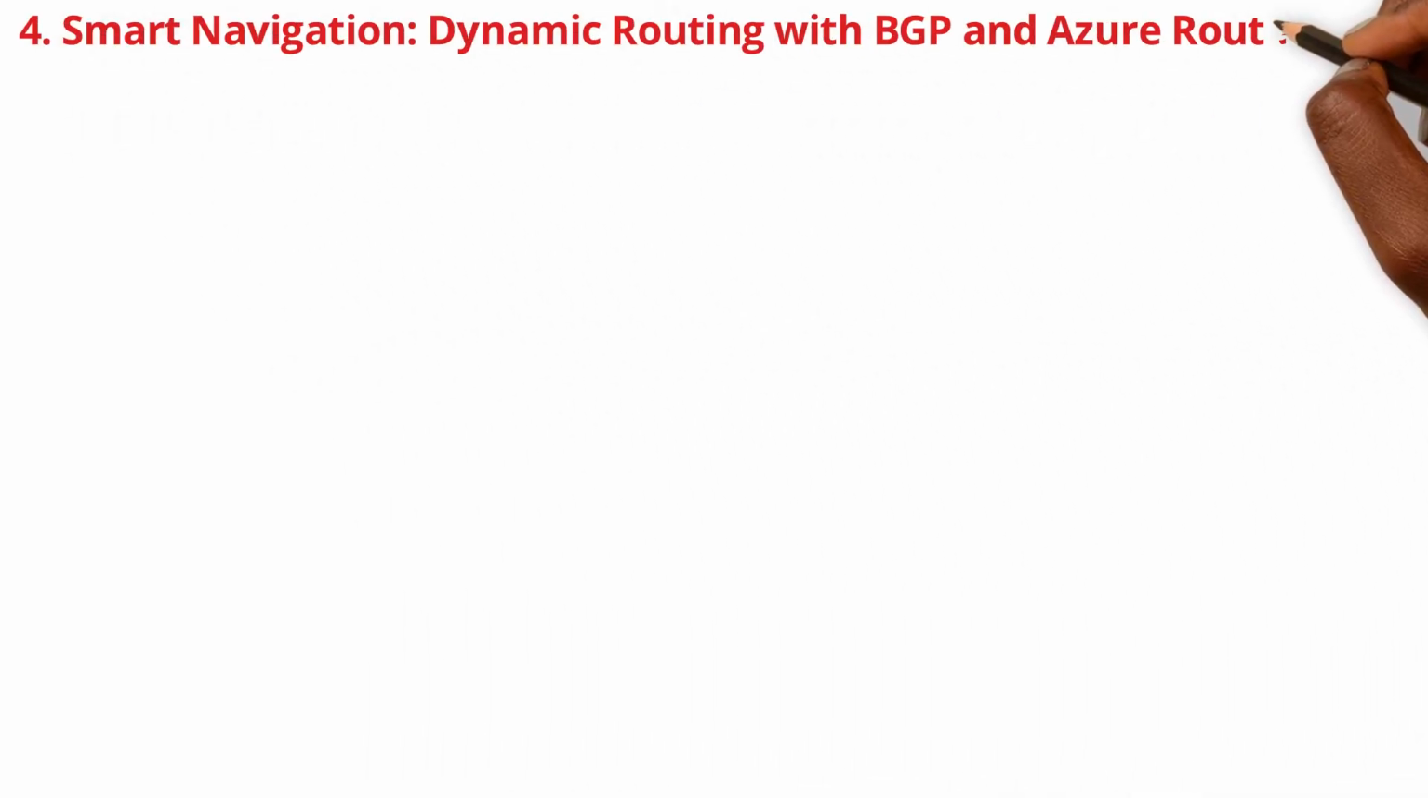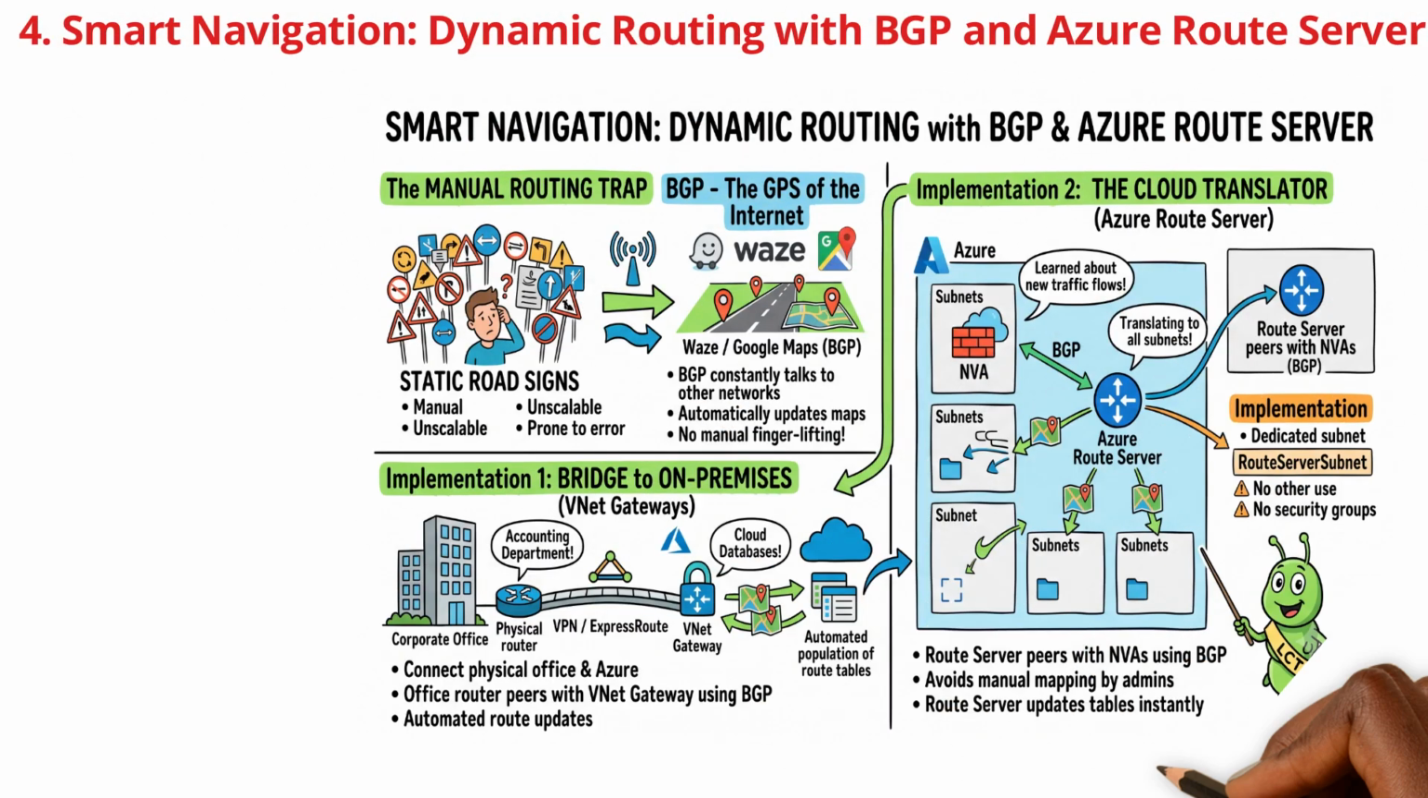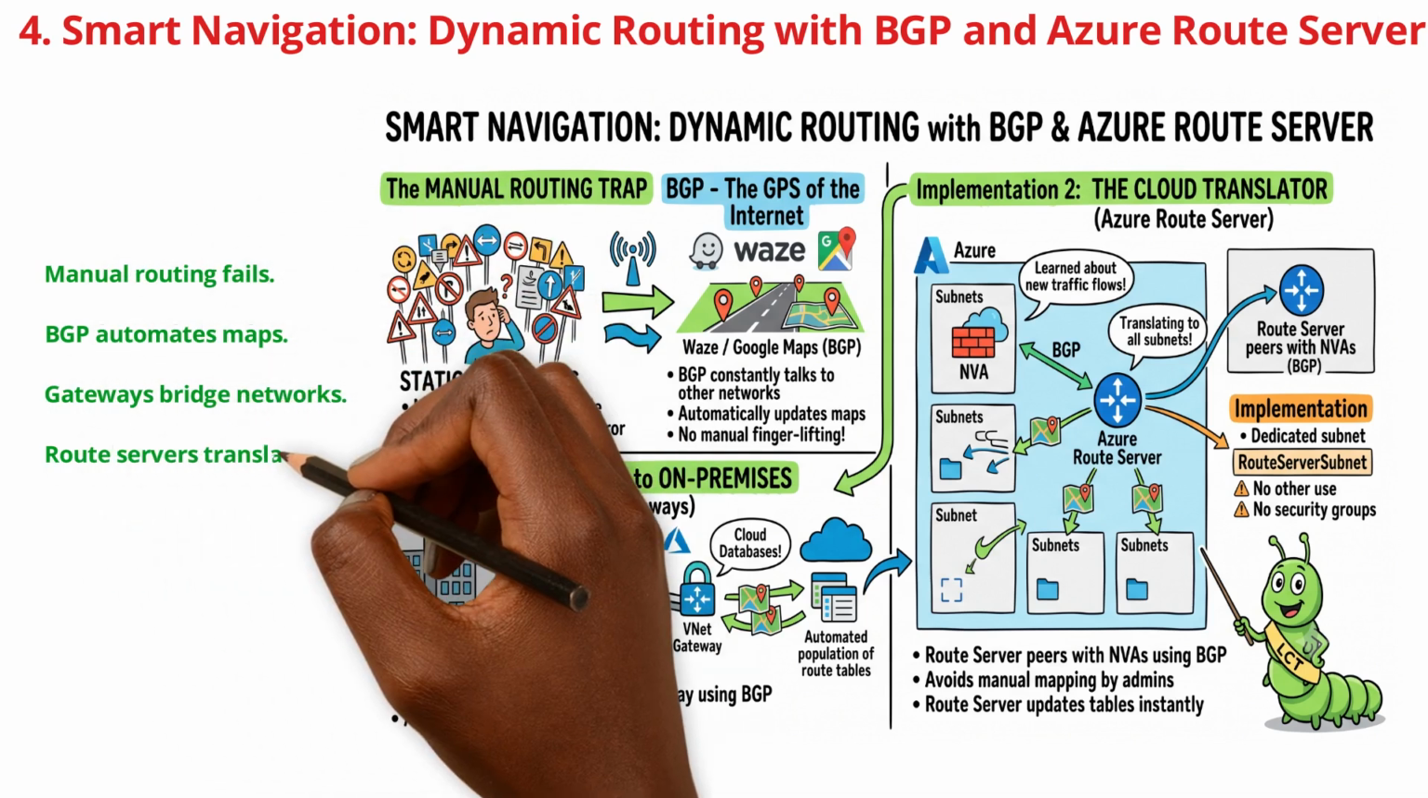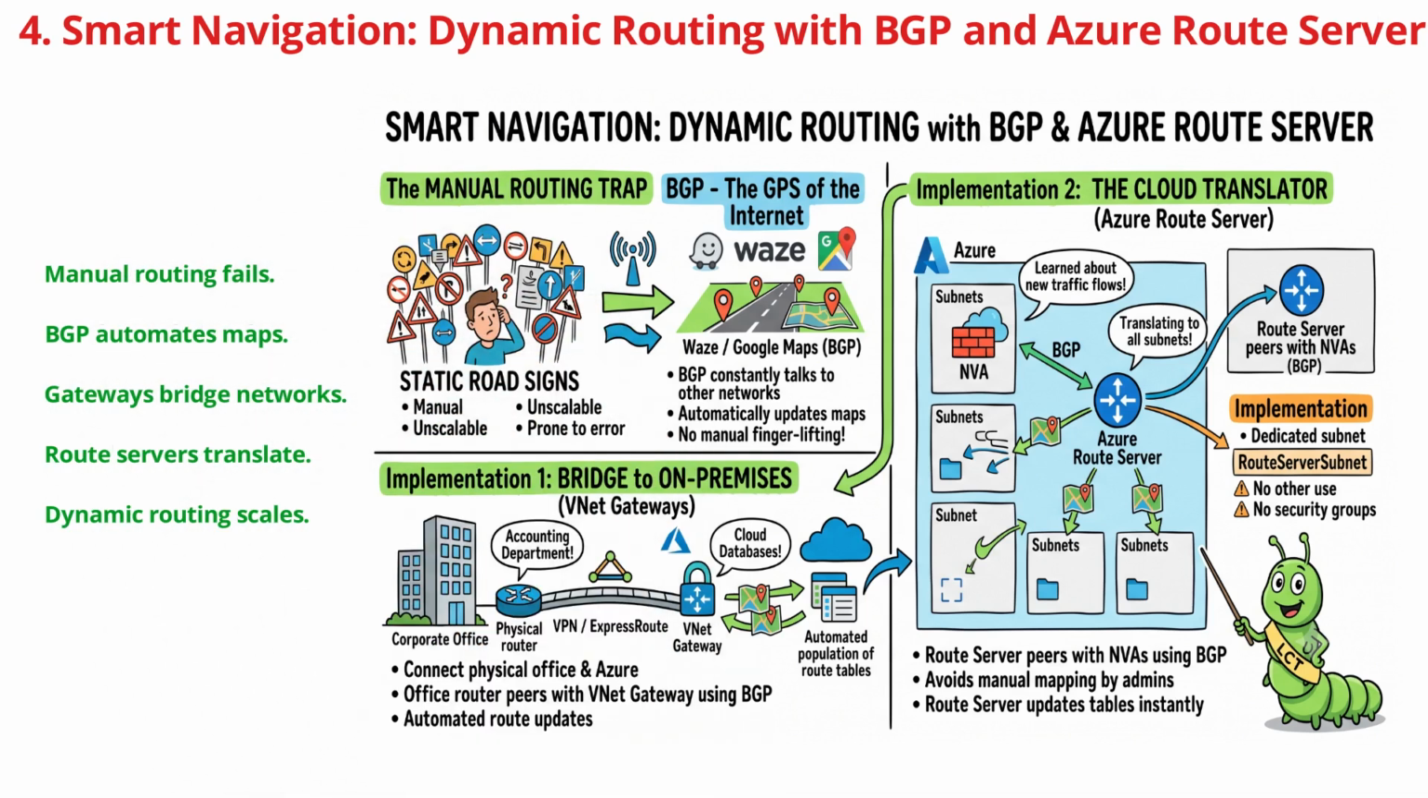Manually updating network maps is a trap. It is slow, unscalable, and highly prone to human error. Enter BGP, the GPS of the internet. Just like a smart navigation app on your phone, BGP constantly communicates with other networks to automatically recalculate routes when changes happen. In Azure, you can implement this dynamic routing 2 ways. Use VNet gateways to instantly bridge your physical office to the cloud, or deploy an Azure route server to act as a central cloud translator for your virtual appliances. Both options instantly update your routing tables without you ever having to lift a finger.